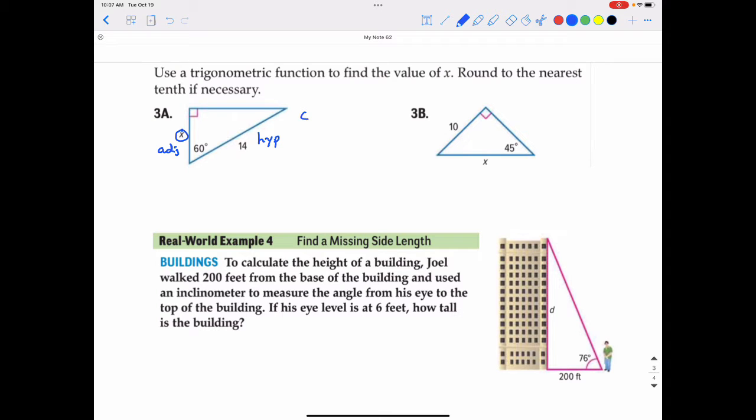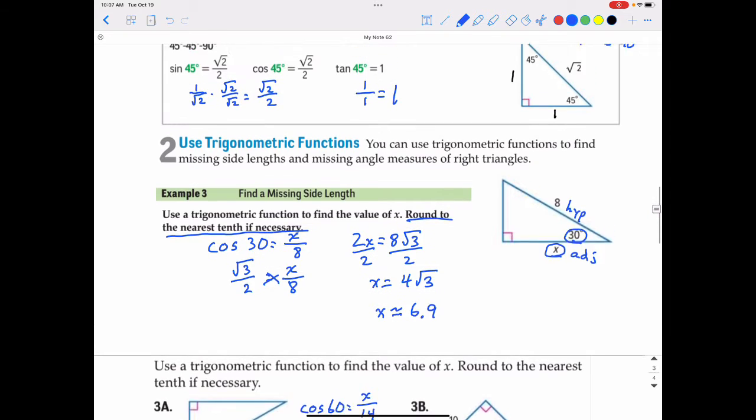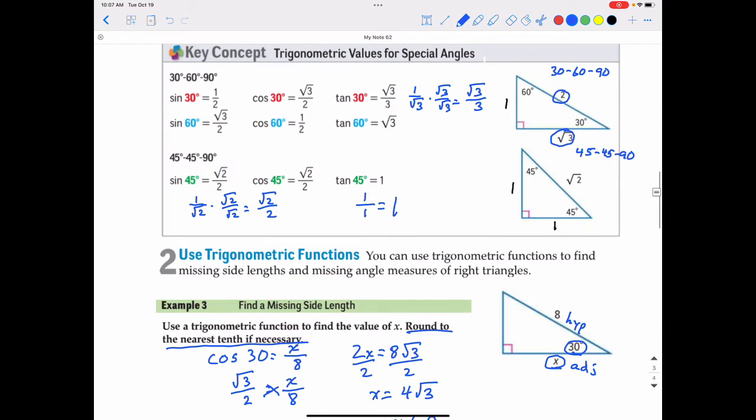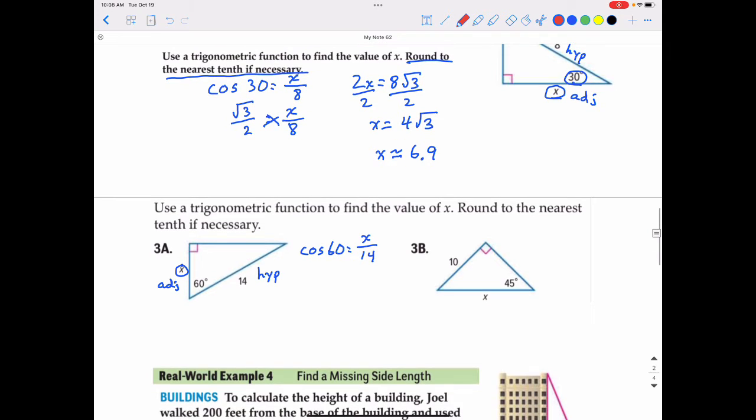So we will set the cosine of 60 equal to the measure of the adjacent side, which is x, over the hypotenuse, which is 14. We know 60 is part of our special triangles, so going up again to our special triangles. This time, since we're doing adjacent, we're going to use the 60-degree angle, and adjacent to the 60-degree angle is 1, and the hypotenuse is still a 2. So we'll replace the cosine of 60 with 1 over 2.